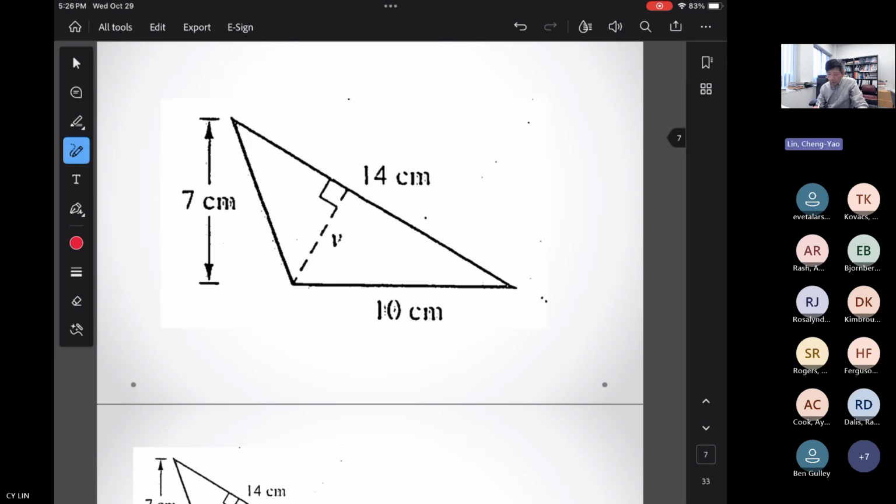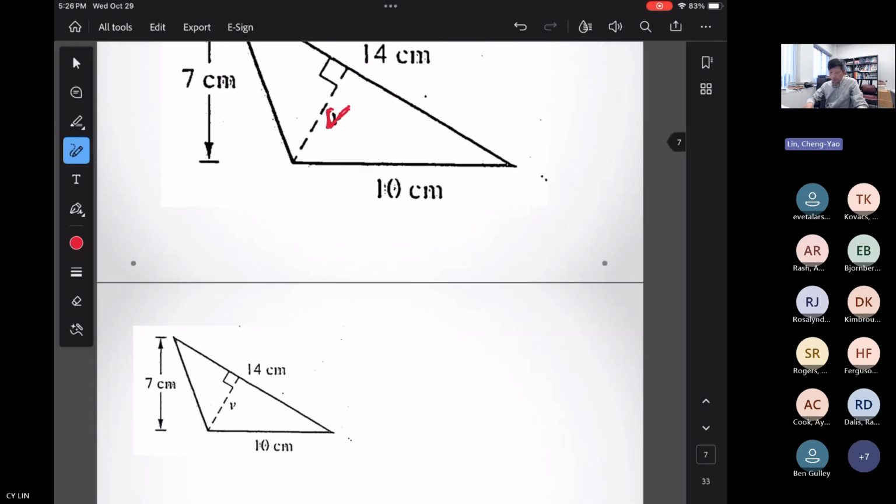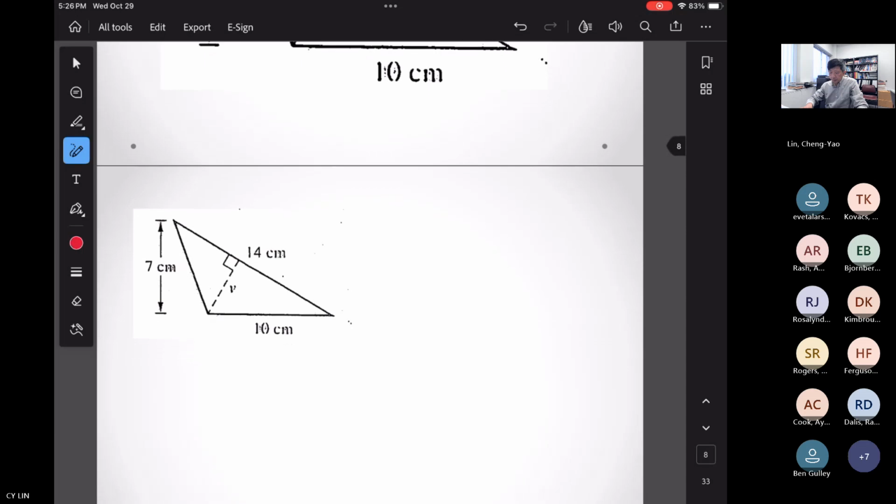How do we find out the V for this? So let me do this problem. First of all, I think we need to find out the area for this triangle. So what is the area for this triangle?